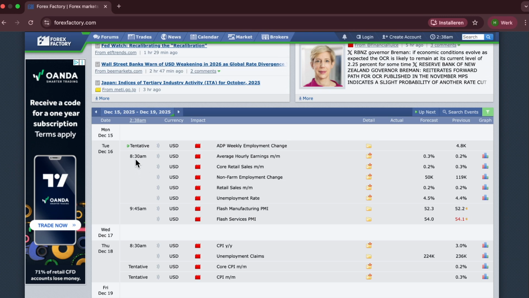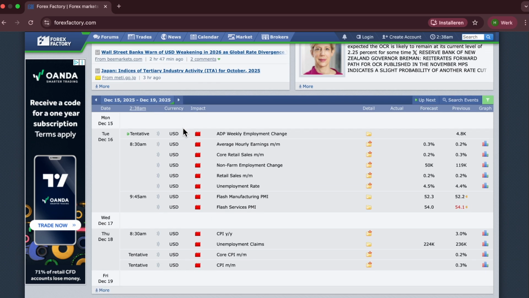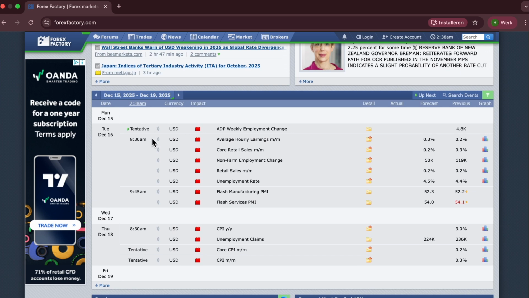As always, we start with looking at the economic calendar, and as you can see here, we have a lot of high impact news events coming up for next week, but only spread over 2 days. On Tuesday we have a lot coming up, and on Thursday we have the biggest news event and the last big news event of the month, CPI.